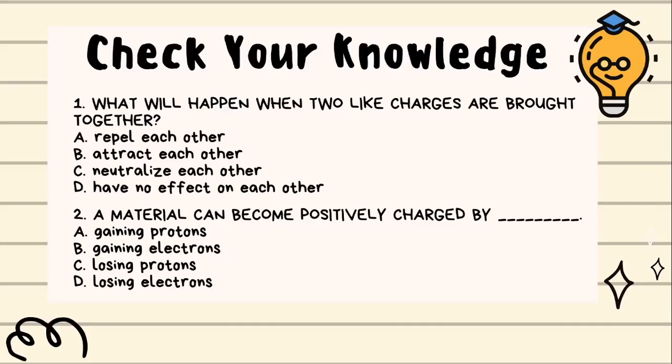Number 2. A material can become positively charged by A. Gaining protons. B. Gaining electrons. C. Losing protons. Or D. Losing electrons.